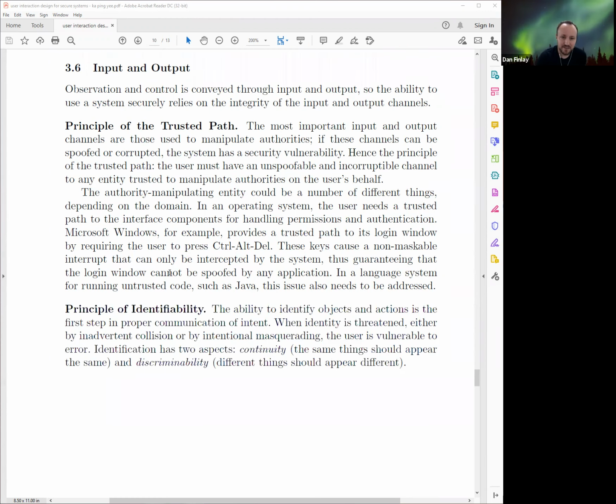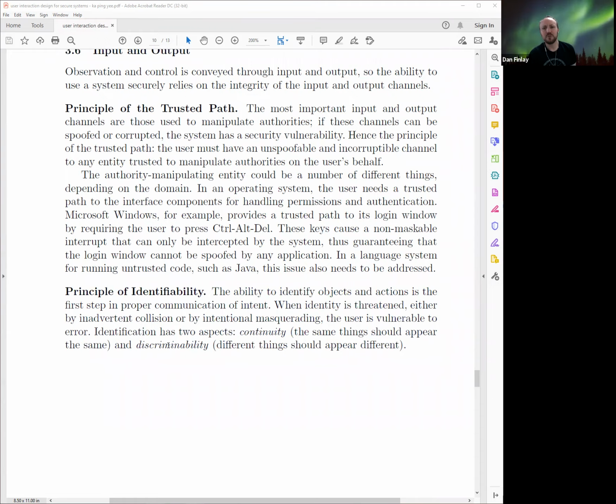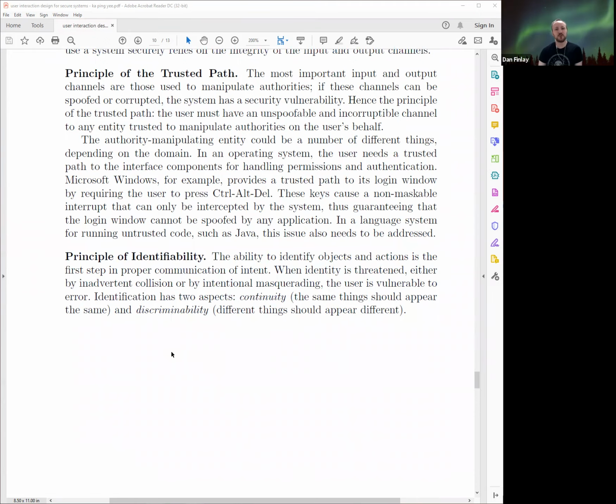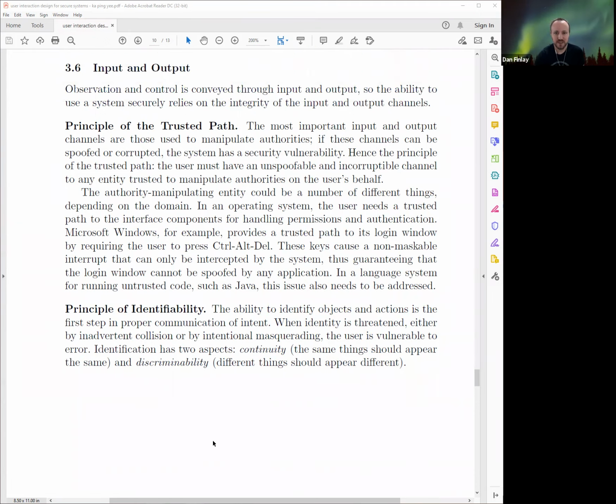Principle of trusted path. This is a cool one. The most important input and output channels are those used to manipulate authorities. If these channels can be spoofed or corrupted, the system has a security vulnerability. Hence, the principle of the trusted path. The user must have an unspoofable and incorruptible channel to any entity trusted to manipulate authorities on the user's behalf.